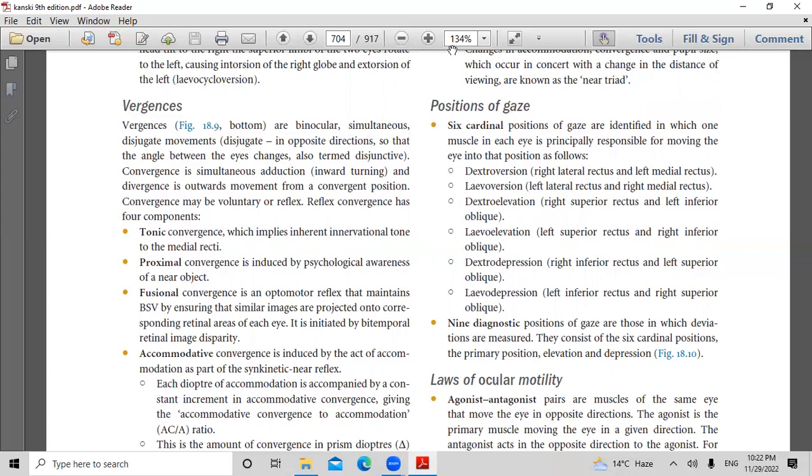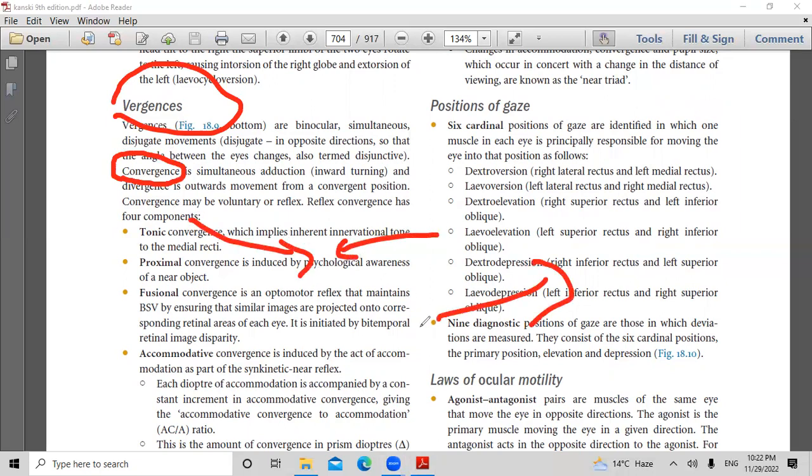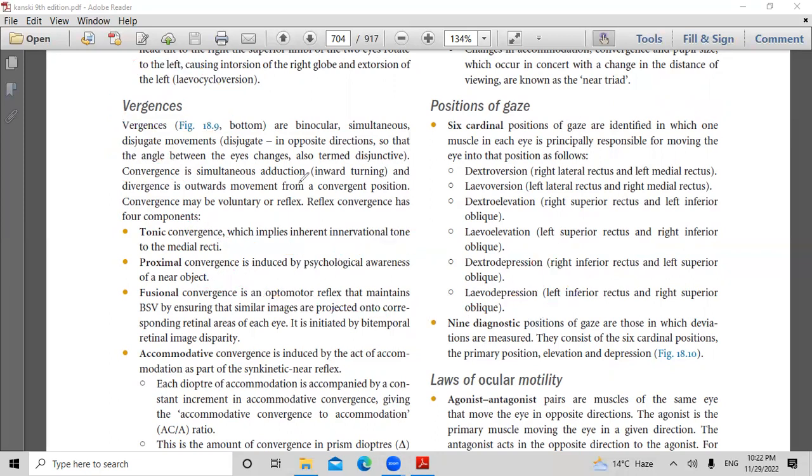So we have two types of vergence movement. We have the convergence when both eyes go inward, and we have the divergence when both eyes go outward, just in a simple way. So inward turning, convergence; divergence, outward movement from a convergent position. Convergence may be voluntary or reflex. So we have voluntary convergence and we have reflex convergence. Voluntary, just tell him to look at a near object.